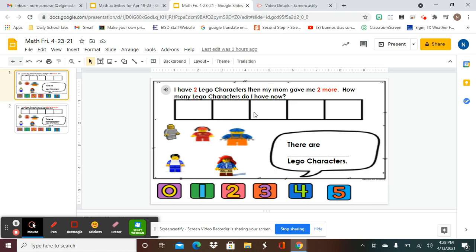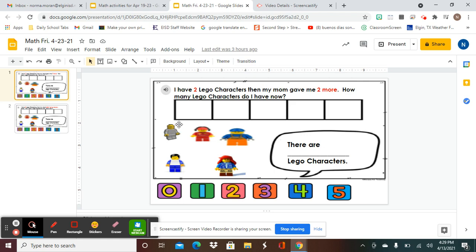It should be 1, okay? And once you place up here the number of Legos that I tell you in the question, you're going to decide your answer or know your answer. Move the numbers that are down here up there, okay? So let's start with the first one. It says, I have 2 Lego characters. Then my mom gave me 2 more.